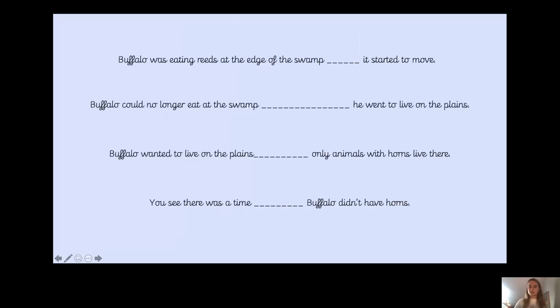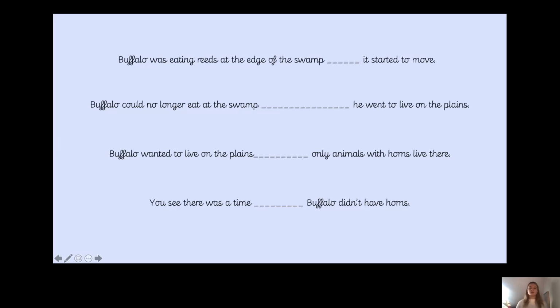So to start us off, we have some sentences here, but as you can see, we have the conjunctions missing. So what we need to do is decide what conjunction we need. Do we need when, so, or but to finish each of these sentences, to complete them? Okay, so we're going to do the first few together.